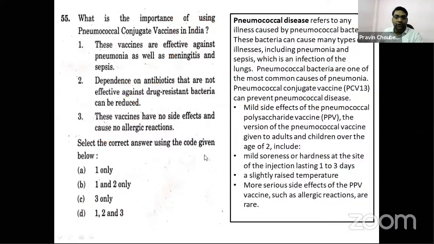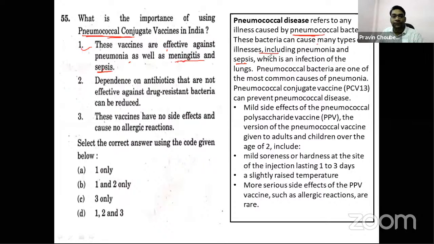Another question, question 55 from set C. What is the importance of using pneumococcal conjugate vaccine in India? First of all, you have to understand what pneumococcal disease is. It is any illness caused by pneumococcal bacteria. This bacteria can cause many types of illness including pneumonia and sepsis. The first statement is that this vaccine is effective against pneumonia as well as meningitis and sepsis.